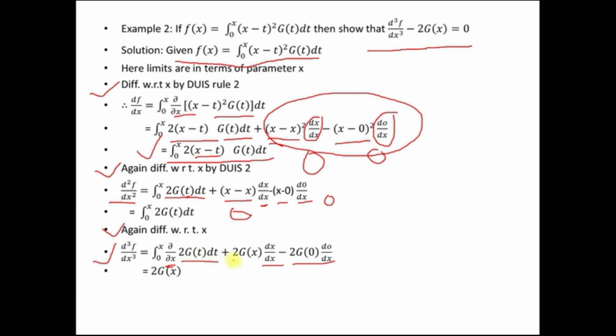Okay, so plus 2 times g of x as it is. Derivative of x with respect to x is 1. So it is 2 times g of x, and derivative of this 0 is 0. Okay, so what will we get finally? d cube f by dx cube, minus this term will come on the left hand side. So it will become minus 2 times g of x is equal to 0. That is what we have to prove.